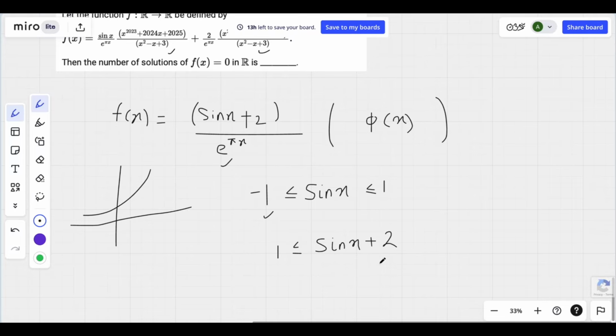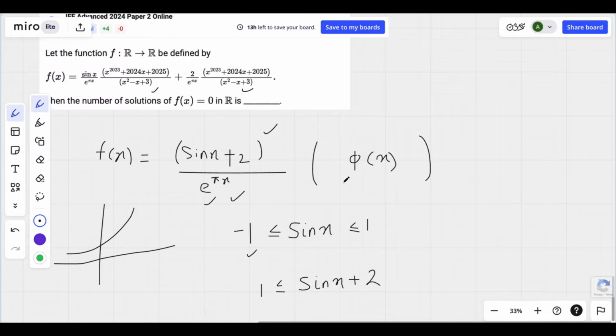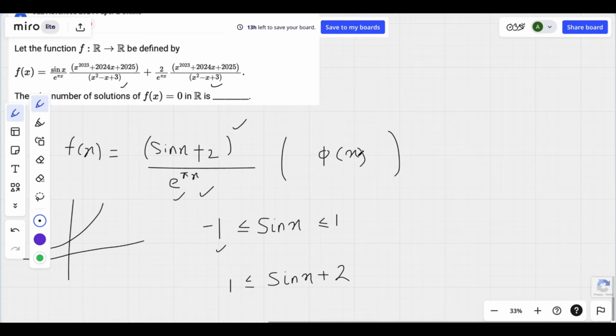Now we get two things: e to the power pi x is always positive, and sin x plus 2 is always positive. Now we have to check whether this phi x will be positive or negative, and based on that we will get our solutions. We will see whether we can get some trend or not.